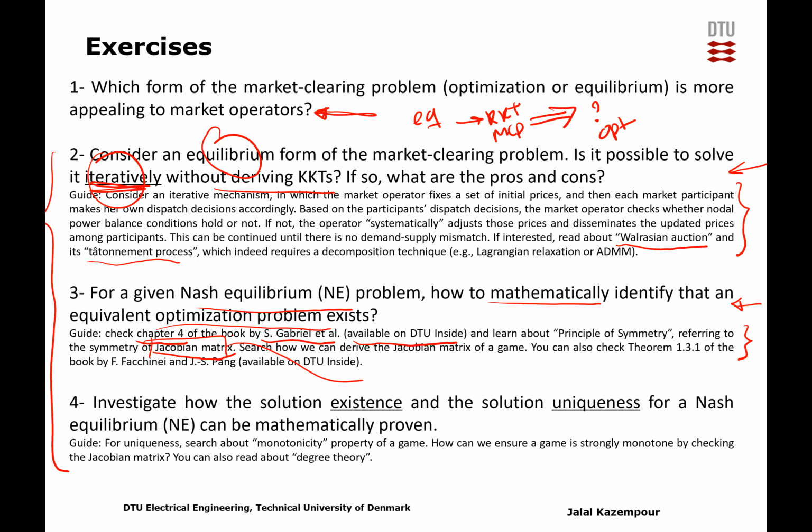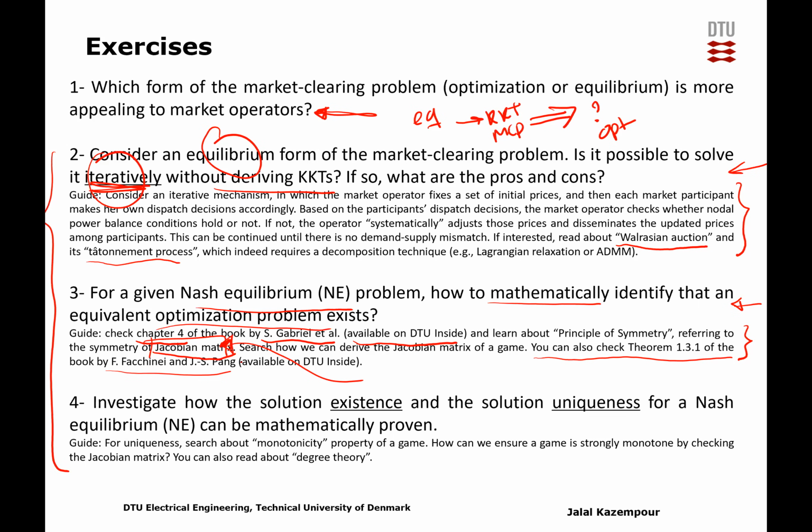But please learn and explain tomorrow how to derive a Jacobian matrix of an equilibrium problem. So you can read chapter 4. Also, you can read theorem 1.3.1 of the book by Facchinei and Pang. That book is also uploaded on the DTU Insight portal. Is it clear? The question, is it clear? Good.